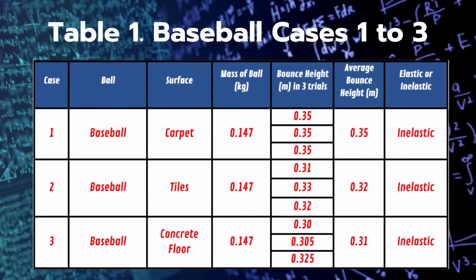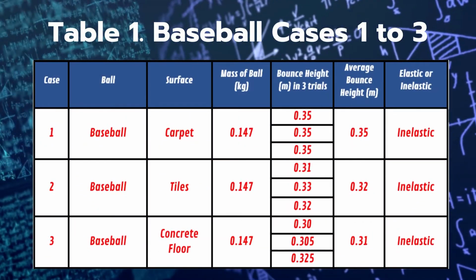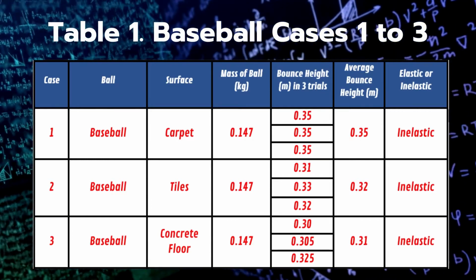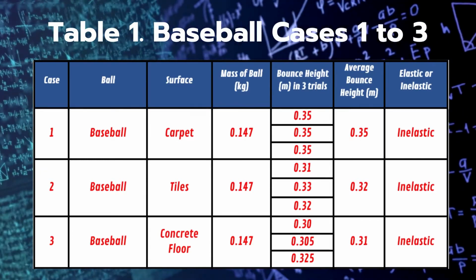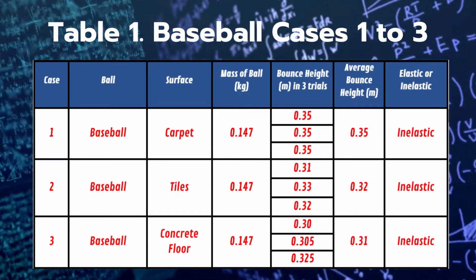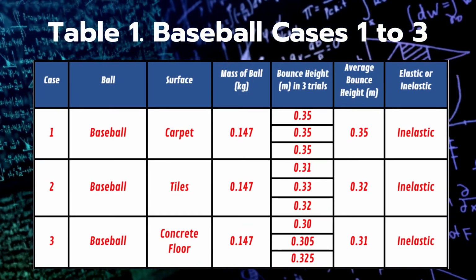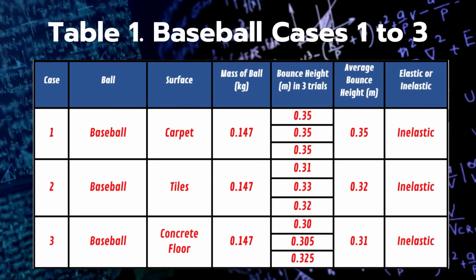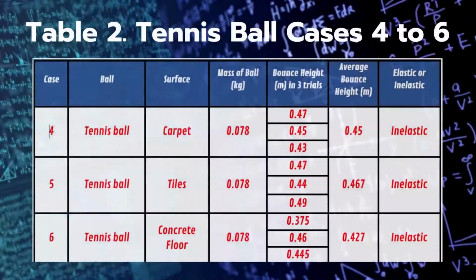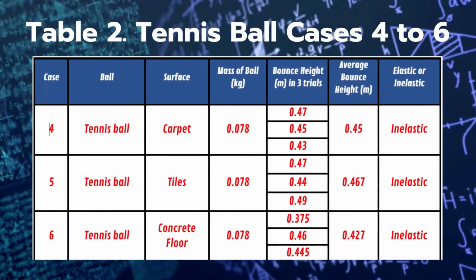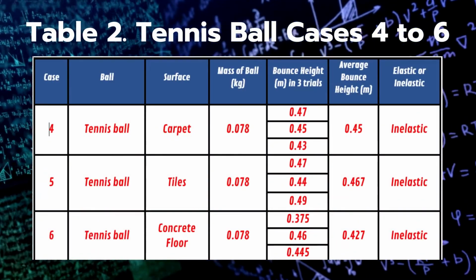After being bounced in a carpeted floor, it has an average bounce height of 0.35 meters, in a tiled floor 0.32 meters, and in a concrete floor 0.31 meters, all of which had a more inelastic collision, since the experimental values are all less than 0.5 meters. Same application goes to cases 4 to 6, which is for the tennis ball.